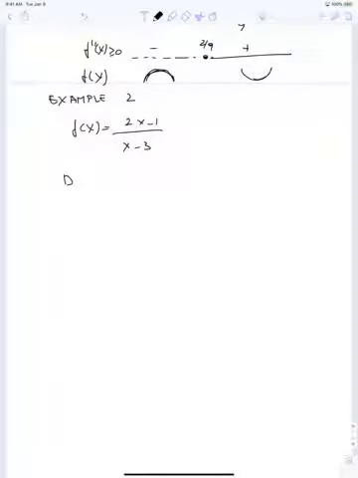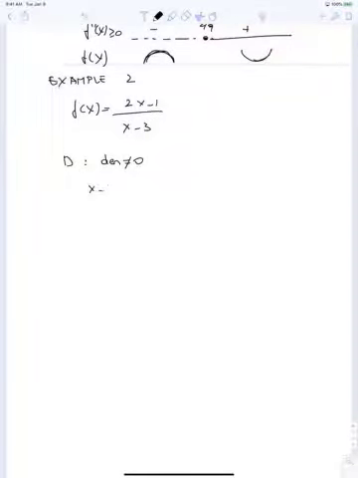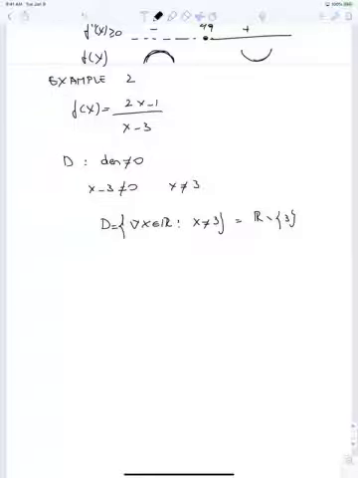Okay, so the domain now is not that simple because the denominator has to be different than 0. So what we're going to do is study x minus 3 not equal to 0, which means that x cannot be equal to 3. So the domain is all the x's in R such that x is not equal to 3. Some people would also write it x minus 3.